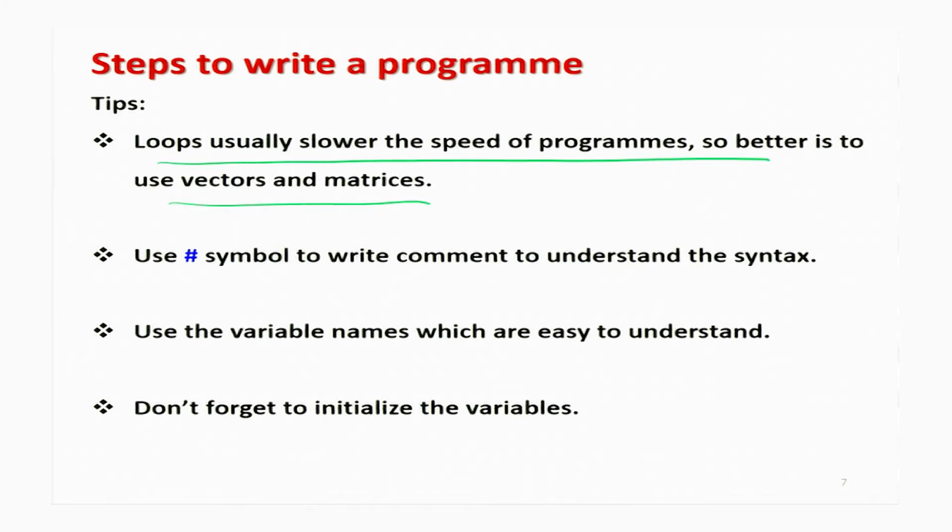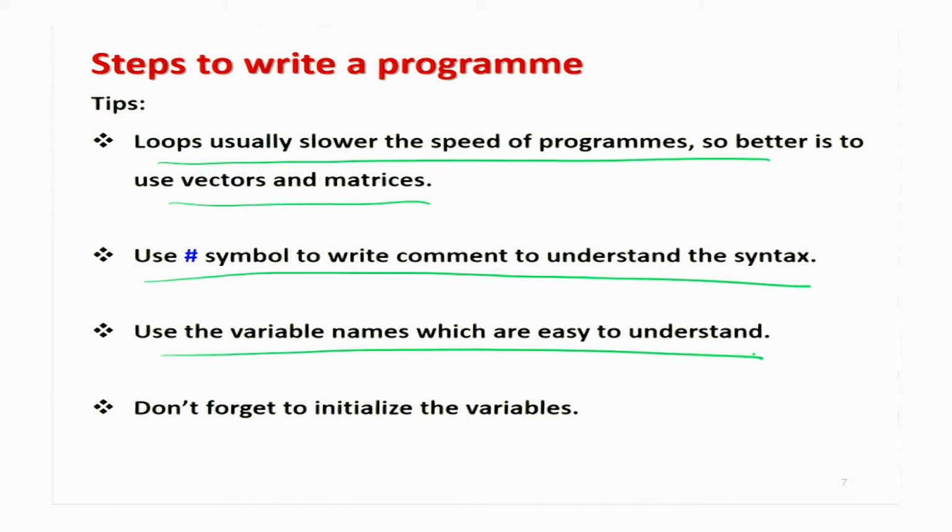And always try to use the hash symbol to write comments inside the program so that you can understand the syntax at some future point. Then try to use variable names which are easy to understand. For example, if you have two variables, height and weight, it is better to use height for height and weight for weight. If you indicate the height by the variable weight or vice versa, it will be very confusing.